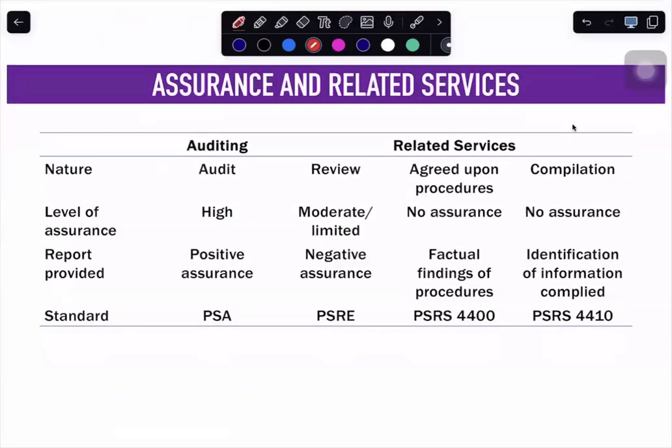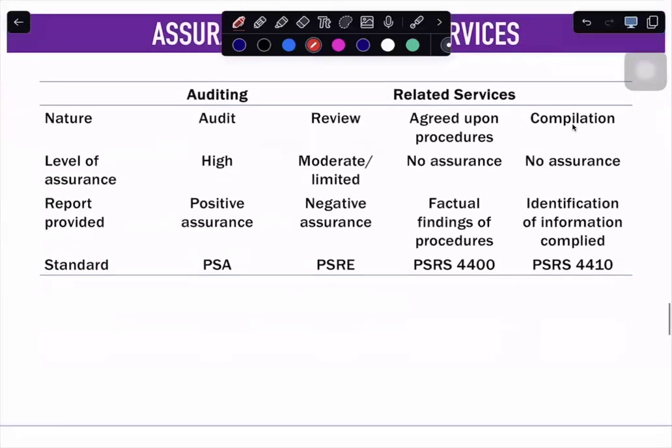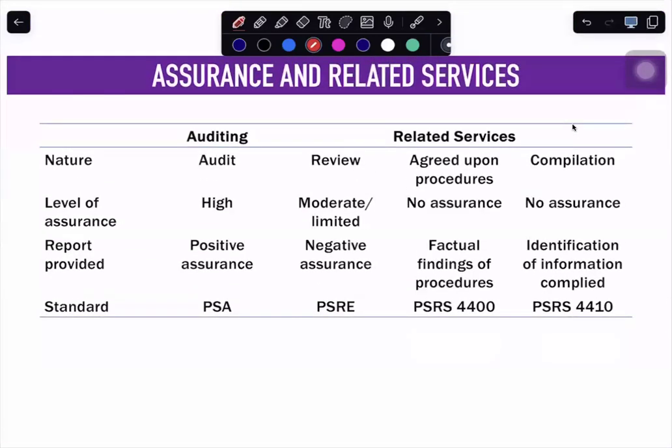So let's look into your different assurance and related services. First, we have your auditing, so the nature is an audit. For related services, we have your review, agreed upon procedures, and your compilation. In your audit, we have a high level of assurance, while in your review, we have moderate or limited level of assurance. And you already know the difference between moderate and limited level of assurance.